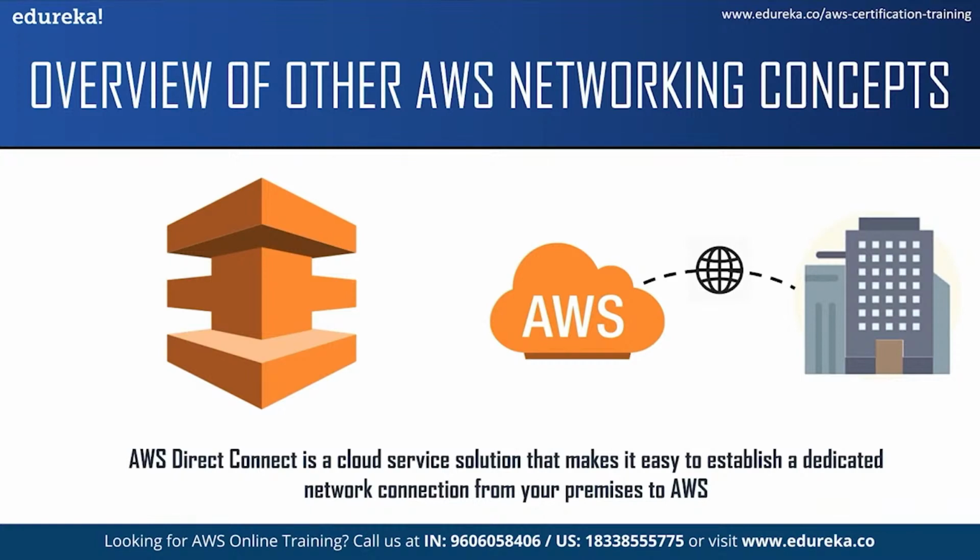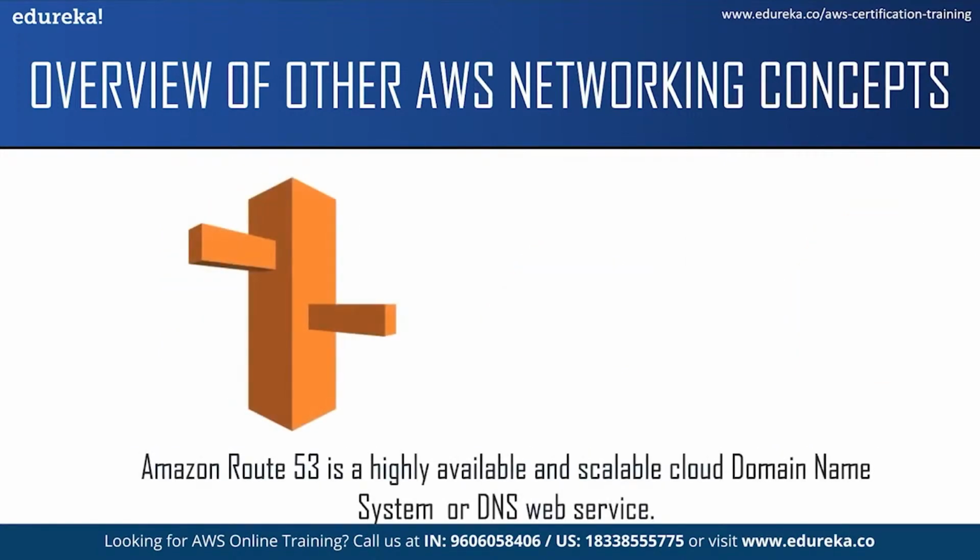AWS Direct Connect is also compatible with all the AWS services and is available in speeds starting from 50 Mbps and can be scaled up to 100 Gbps. It helps you build a hybrid environment, which allows you to use the benefits of AWS and continue to utilize your existing infrastructure. Now let us move on to our next service, which is Route 53.